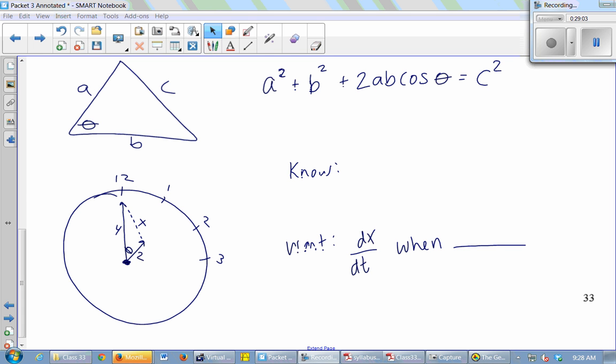So the question asked me about the rate of change between the tips of the hands. So that would be dx dt, according to my picture. And I would like to know dx dt at 1 o'clock, which means that theta would be what at 1 o'clock? Pi over 6. Yes, because there's 360 degrees in the circle. Divide by 12, you get 30 degrees. So between any two numbers on the clock, there's 30 degrees, or pi over 6 radians.